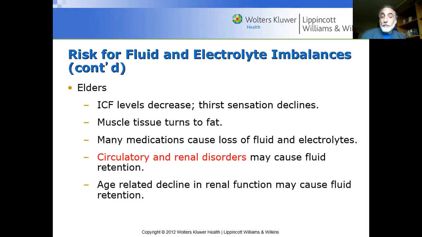Elder population, right? Intracellular fluid levels decrease, they still shrink a little bit. Right? Thirst sensation declines. Muscle tissue turns into fat. They're on a lot of medications often. Now, obviously, this is not true for every single elderly patient on the planet. These are generalizations to help us guide our nursing care and assessments. Okay?